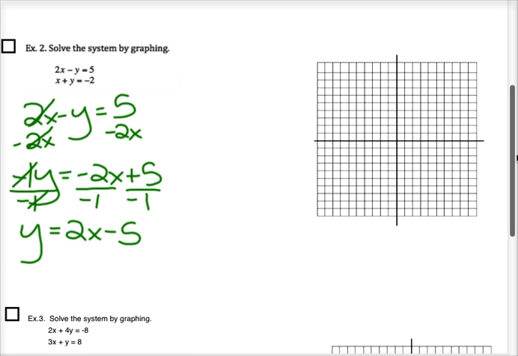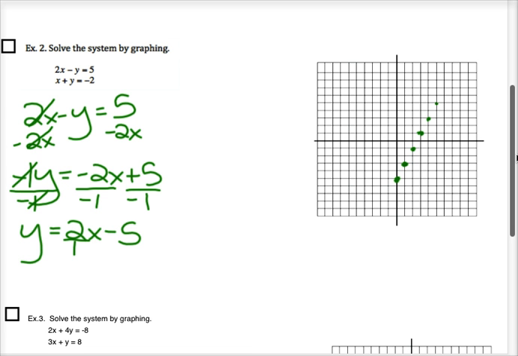And remember, when you're graphing, you always start down at the y-intercept. So I'm going to start down at that -5: 2, 3, 4, 5, which puts me right down there. And then I'm going to use my slope to find more points. So my slope is 2 over 1, which means rise of 2, over 1. Rise of 2, over 1.